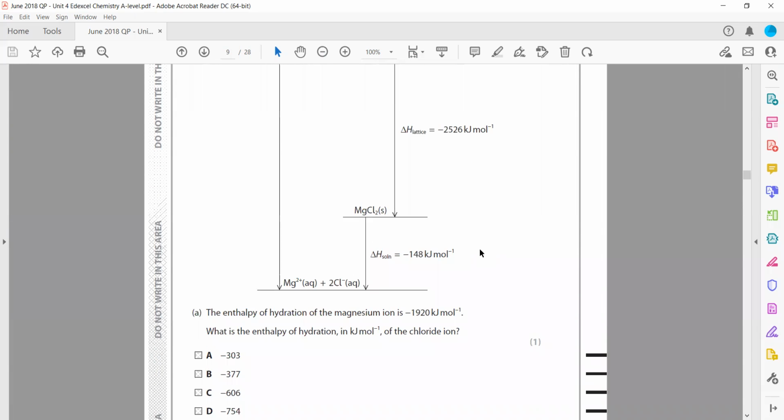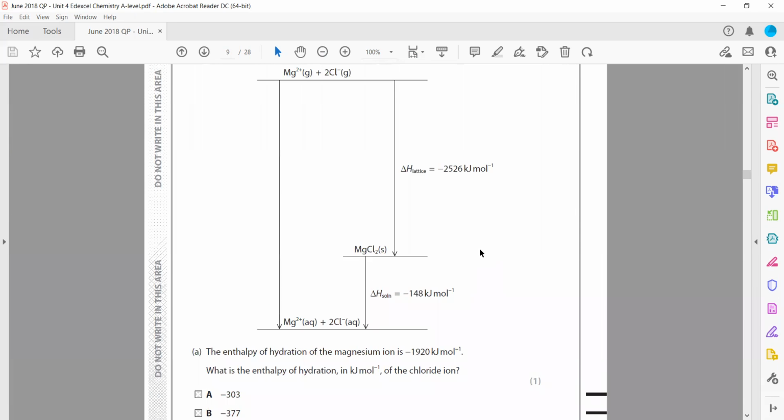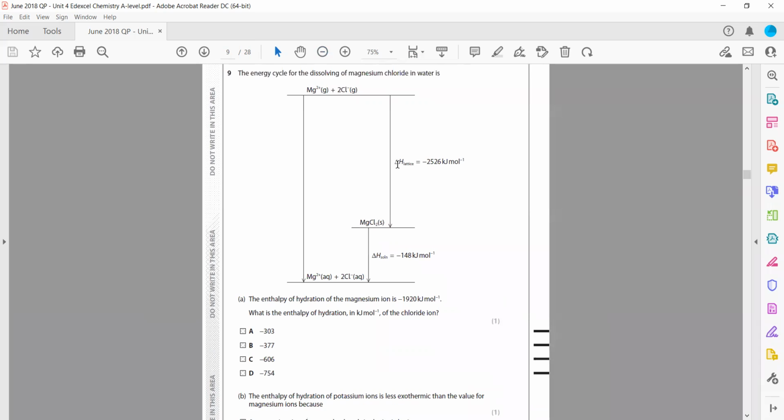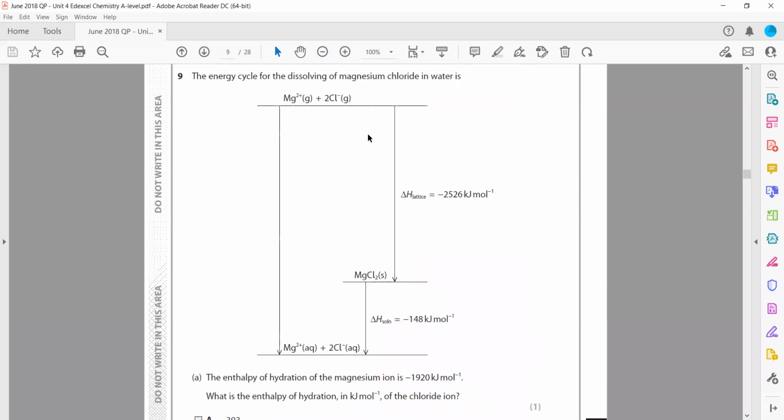You can use the formula, or you can use your understanding of Hess's law. Remember, where the two arrows are pointing out, that is the start of the cycle. Where two arrows are pointing in, that is the end of the cycle. So here the two arrows are pointing out, the start of the cycle, and here the two arrows are pointing in, the end of the cycle.